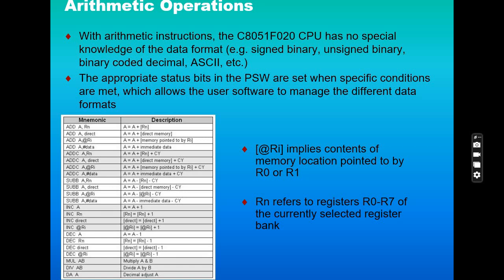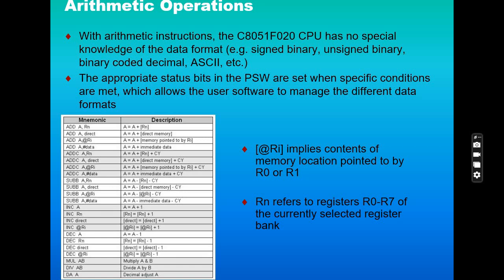Fine. Similarly, A comma direct. The address is directly specified. So you will go to the direct address and take the data, and the data will be added along with the accumulator, and the result will be stored in the accumulator.